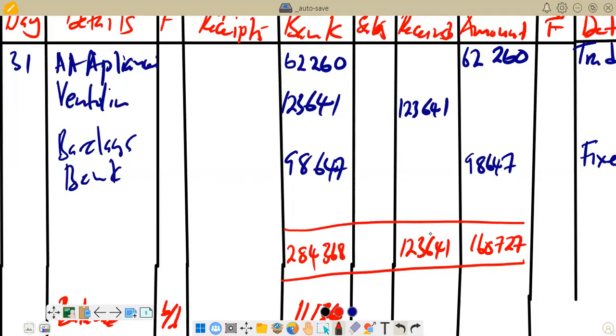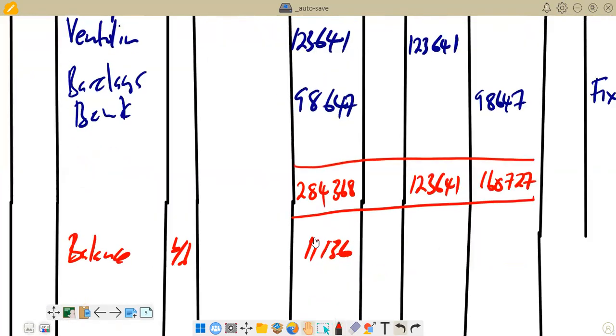So this is enough on the cash book. It means this balance that we got here, 11,136, should be the same balance that we are going to get after preparing our bank reconciliation. So from here, we are going to the bank reconciliation, and the balance that we are going to get at the end of the bank reconciliation should be the same as 11,136.